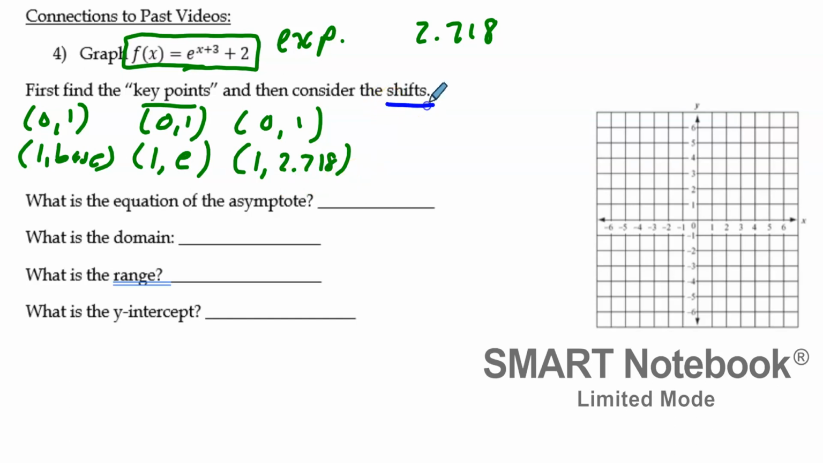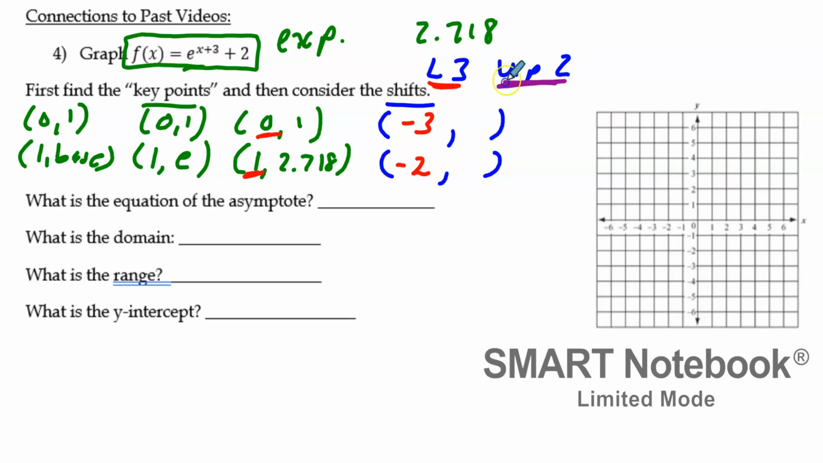So now we want to consider the shifts. If it's plus 3, we're going to the left 3, and we're going up 2. So we're going to make those changes to these points. If we're going left 3, we are changing the x value and subtracting 3. So we have -3 here, and we would have -2 here. If we are going up 2 units, that's affecting the y value. So that means it would really be 3 here, and going up 2 would be 4.718. So we come over here and plot those points. Negative 3, positive 3 is right there, and then negative 2, 4.718, a little bit higher up there.